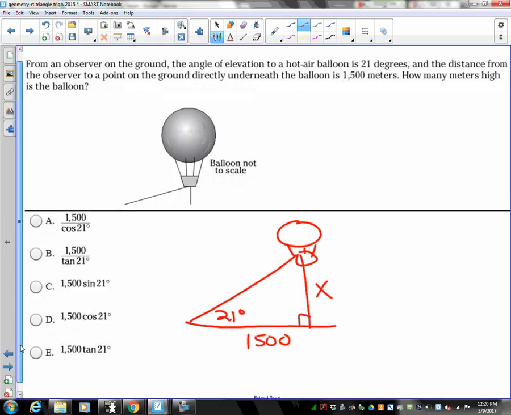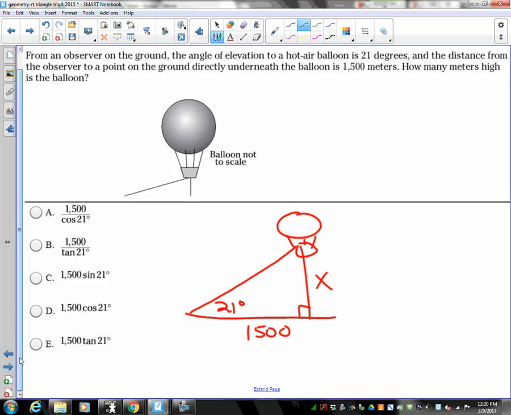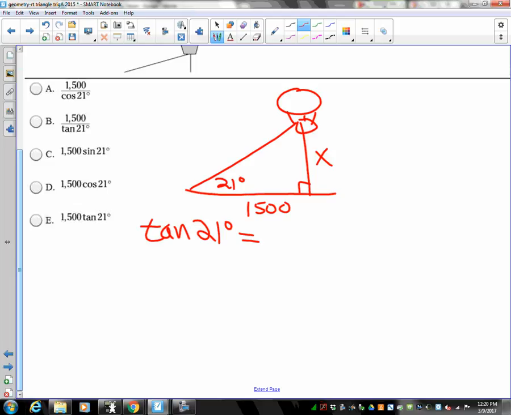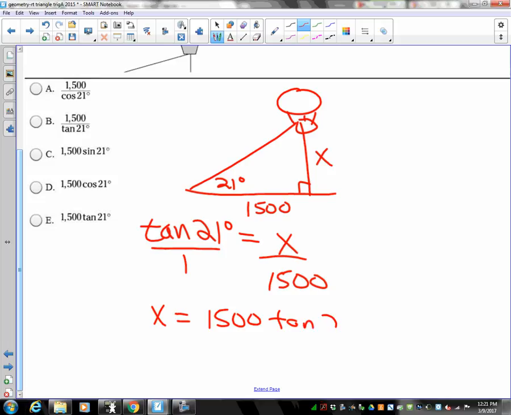Now, let's see which function we are going to use. From 21 degrees, I have opposite and adjacent. So that would be tangent, right? This is opposite. That's adjacent. Okay, so I'm going to use tangent. All right, so now opposite over adjacent. It's going to be x over 1,500. Now I can just cross multiply. So 1 times x is x, and then 1,500 times the tangent of 21 degrees.